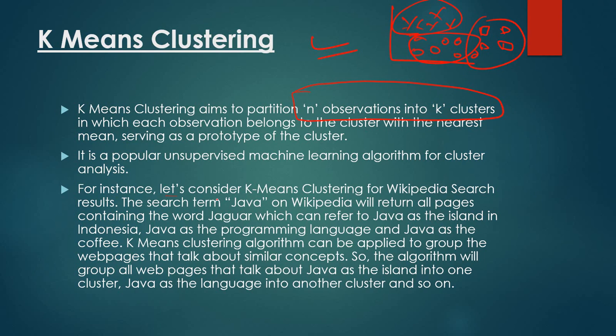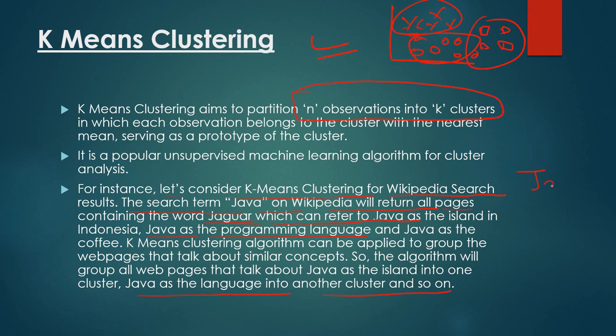So for instance, let's consider K-means clustering for Wikipedia search results. The search term Java on Wikipedia will return all pages containing the word Java, which can refer to Java as the island in Indonesia, Java as the programming language, and Java as the coffee. K-means algorithm can be applied to group the web pages that talk about similar concepts. So the algorithm will group all web pages that talk about Java as the island into one cluster and Java as the language into another cluster.